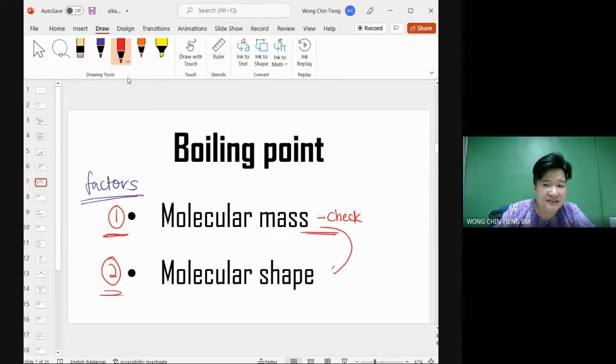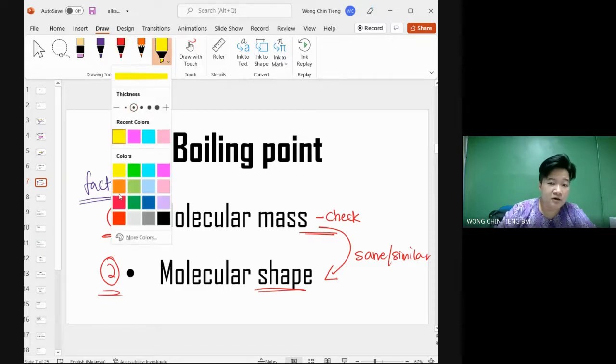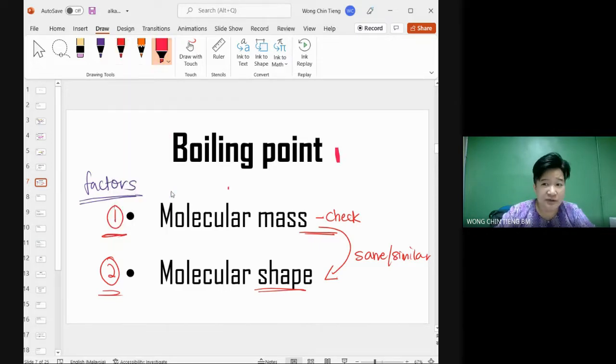If the molar mass is the same or similar, then only we check the molecular shape. Itu maksud saya. Faham? Okay. So, in other words, if the boiling point increase, kita pergi kepada yang positif. If the boiling point increases, it means the molecular mass is higher. Molecular mass higher means more carbon atoms.